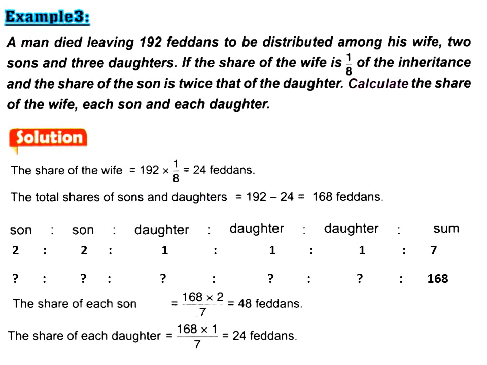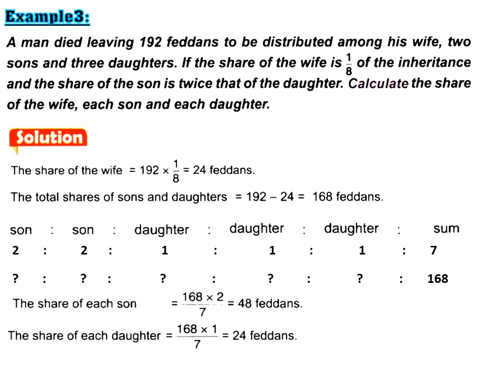Again, I will get the share of the wife. The share of the wife equals 1 over 8 of the inheritance, which equals 192. So I will multiply 1 over 8 times 192 to get the share of the wife, which equals 24 by using the calculator. To get the shares of sons and daughters, I will subtract 24, the share of the wife, from the capital 192, to get 168.